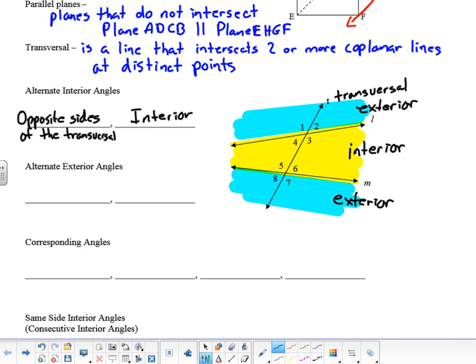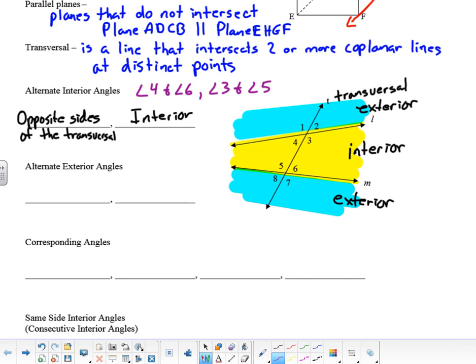Okay, so let's look at what pairs would give us alternate interior angles. Well, that would be angle 4 and angle 6. Angle 4 and angle 6 would be alternate interior, and then angle 3 and angle 5 would also be alternate interior. Again, alternate means opposite sides of the transversal. Interior means they're in that yellow shaded region.